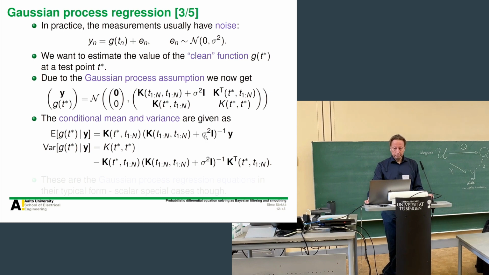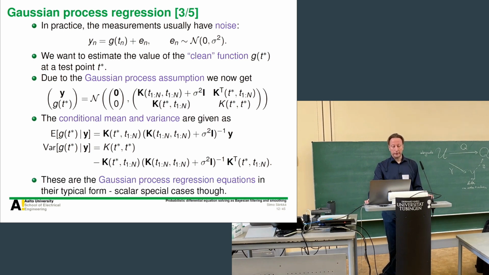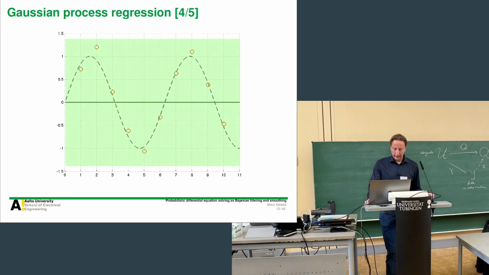You can also have multivariate versions of these, but anyway, this is the typical form of the equations. Now you will recall that my g is my Gaussian process here, and y is the measurements, and so on. So this is just to stick these symbols in your mind.